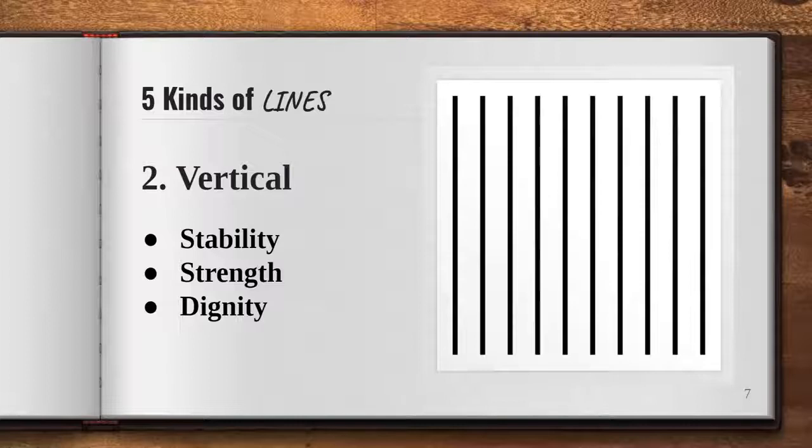Dignity. When you see someone in the military stand at attention, they are very vertical. They pull in their stomachs, they pull back their shoulders, and their chest comes out, and they stand with great dignity in a vertical position.